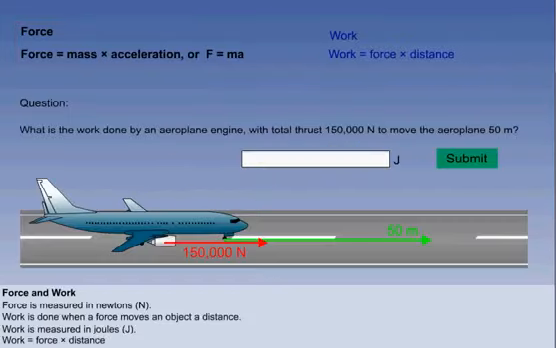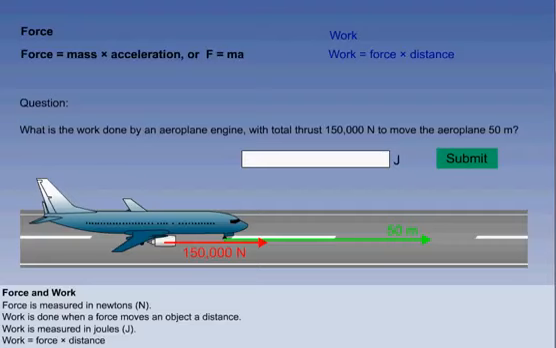A force is said to do work when it moves an object a distance. The amount of work done depends on the size of the applied force and the distance it moves the object. The unit of work is the joule.